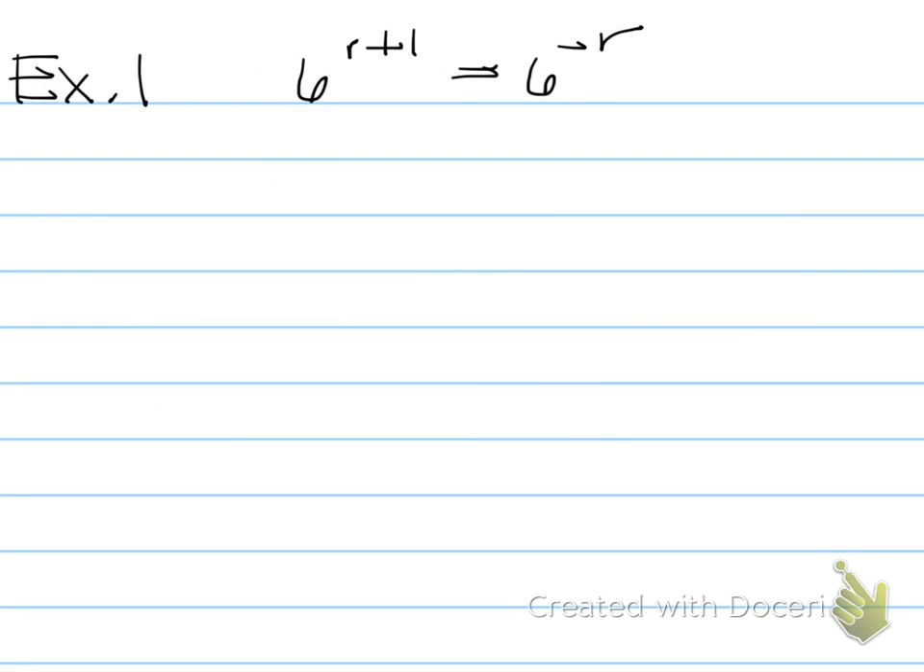Alright, so these two exponents have the same base, so we can set the exponents equal to each other. And then solve for r by adding r to both sides and then dividing by 2. We get r equals -1/2.